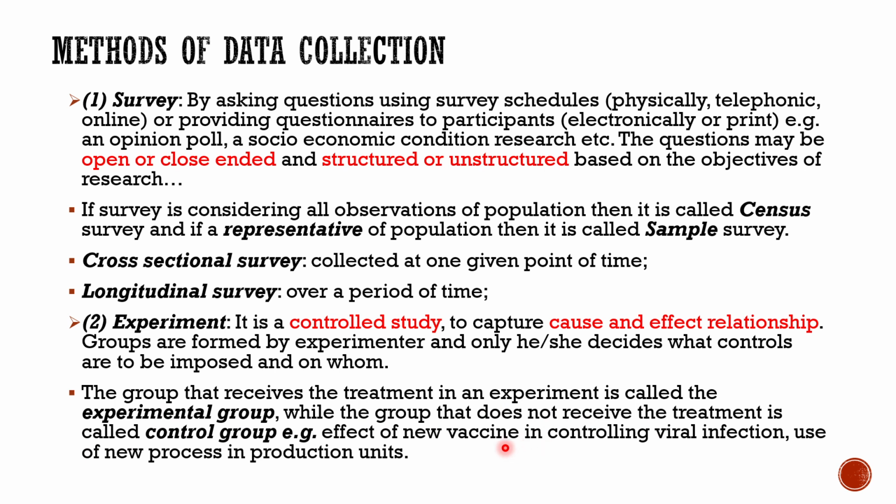For example, if you want to see the effect of a new vaccine in controlling viral infection, you can make two groups. The experimenter will make two groups and will use a particular vaccine on the experimental group, while that vaccine is not used in the control group, and the other things are controlled. And we'll see whether the new vaccine is effective in combating viral infection or not. Another example is whether the use of a new process in production units is increasing production or not.